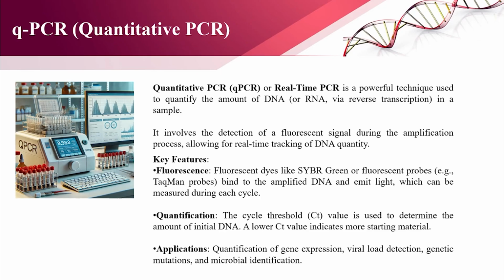And then the quantification. The cycle threshold, CT value, which I will explain later, is used to determine the amount of initial DNA. A lower CT value indicates more starting material. This CT value is very important, so I will talk about this later. And the third one is the application: quantification of gene expression, viral load detection, genetic mutation, and some microbial identification.